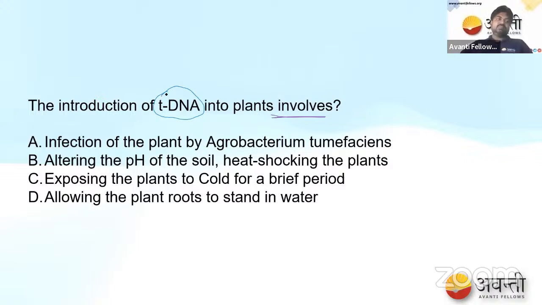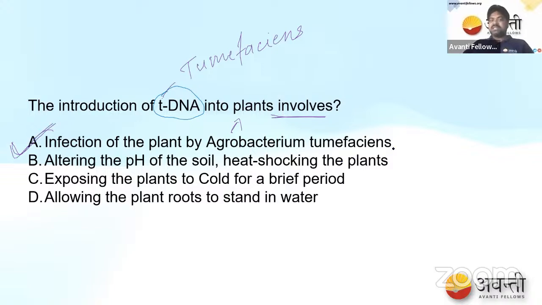So, the introduction of tDNA. Here T comes from tumefaciens. Always keep this in mind. The complete name of the bacteria is Agrobacterium tumefaciens. Agrobacterium tumefaciens has an insertional ability, that means it has the ability to insert its genome in the cell of a plant. And that's why option A is the correct option here.